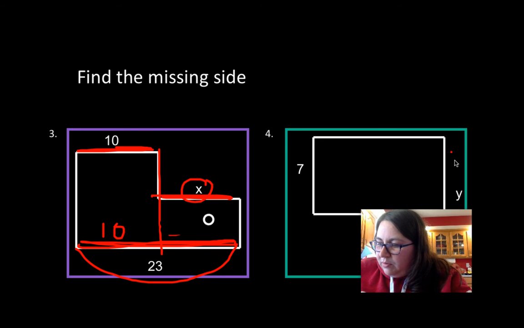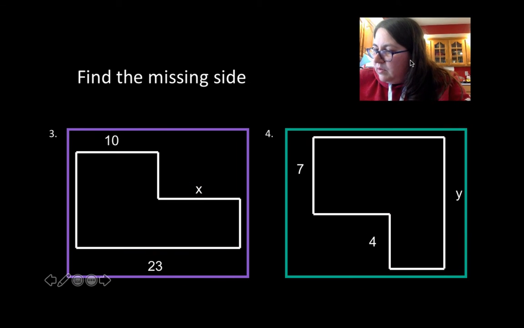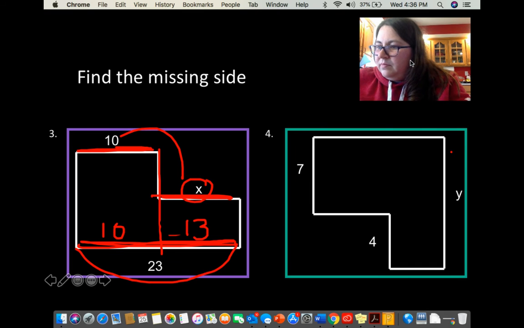So when we think about what we're doing here, you have to think about these two pieces adding up to give you 23. So to find that missing piece, you subtract. On this side here, oops, that's not what I wanted to do. Thanks for being patient with my technology, guys.